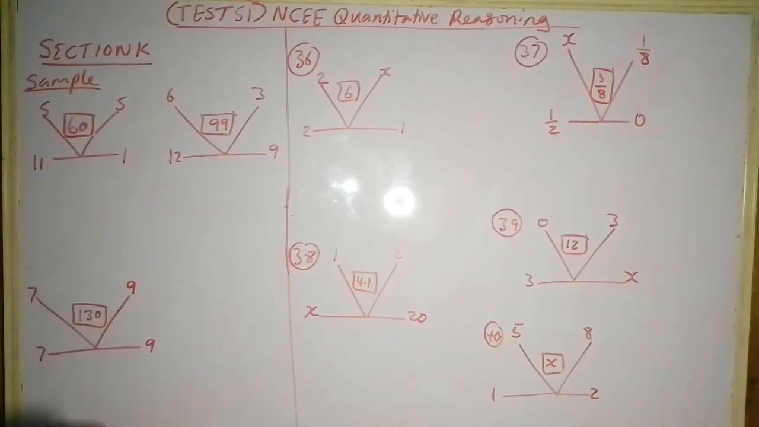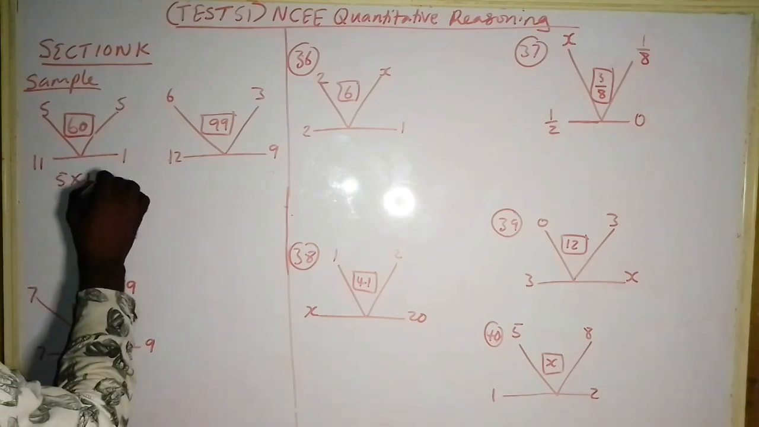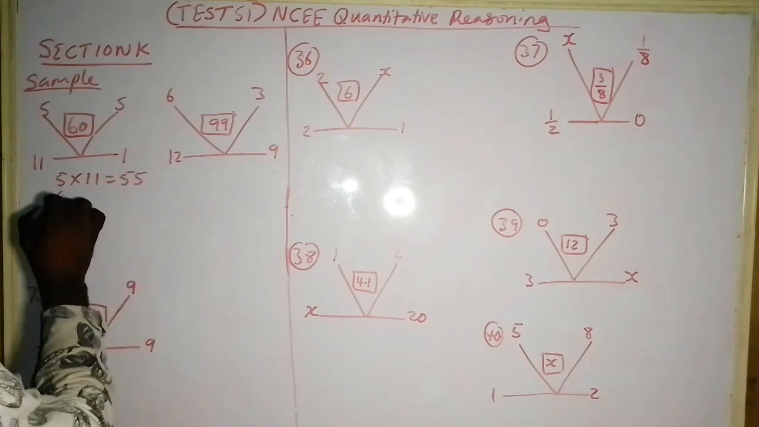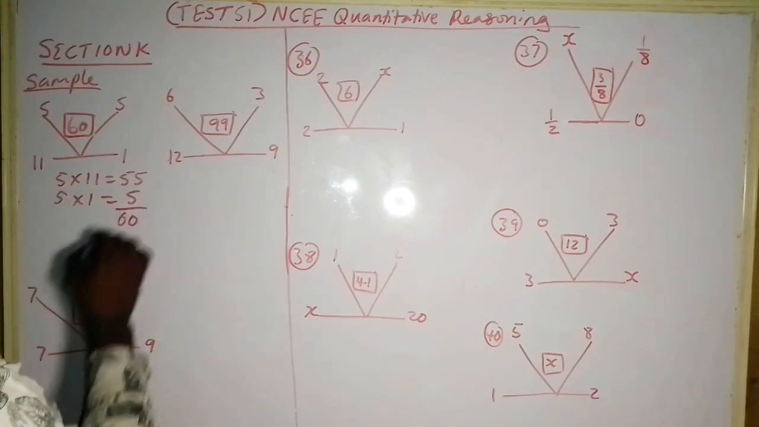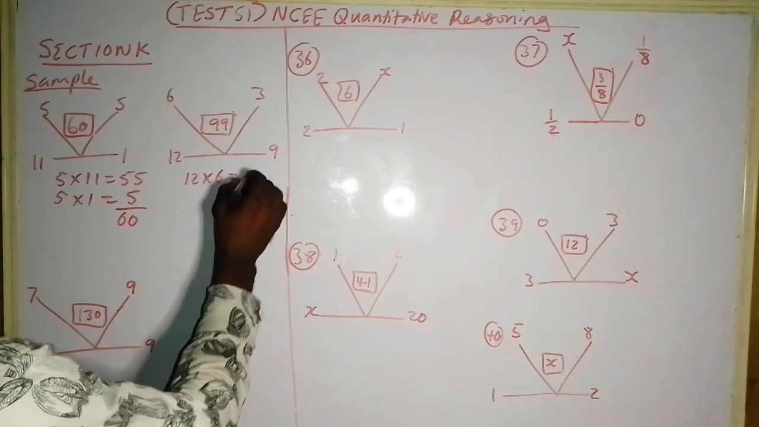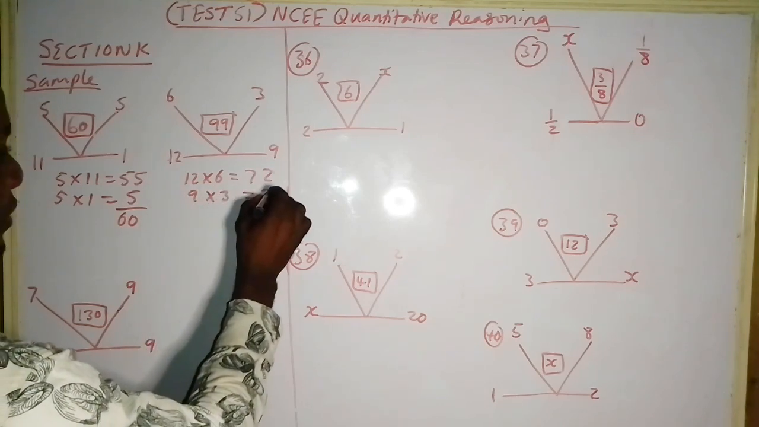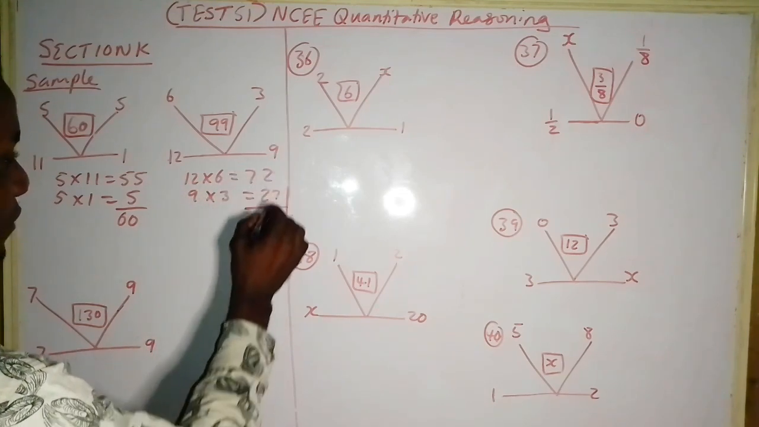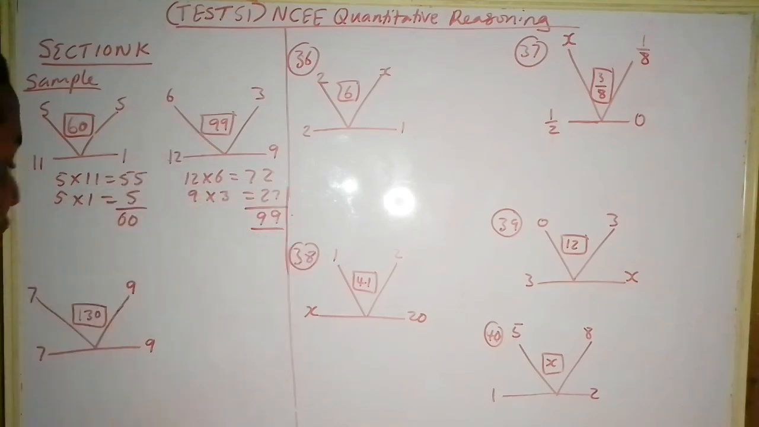Alright, so before we continue with this video, I would like you to try your own method first. So let's try this method. 5 times 11 will give us 55, and 5 times 1 will give us 5, and 55 plus 5 will give you what? 60. The next question, we have 12 times 6, that will give us 72, and 9 times 3, that will give us 27. 72 plus 27, this is 2 plus 7, that's 9. 7 plus 2, that's 9. That will give us 99 inside this box here.